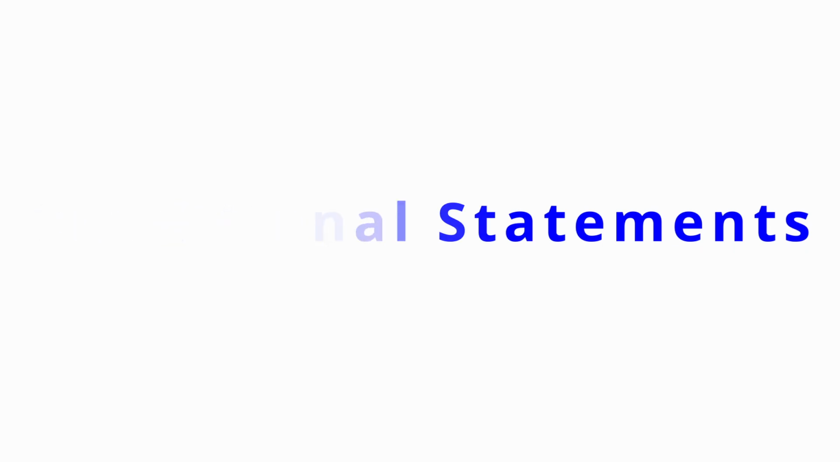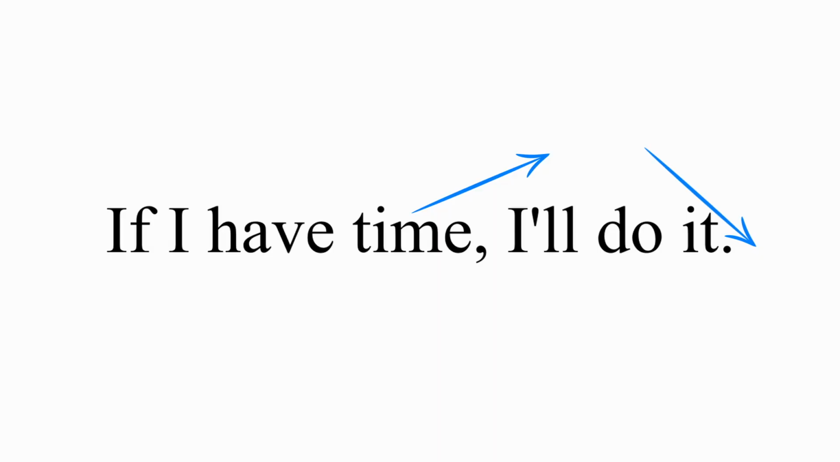The next case of rising and falling would be conditional statements. Now this one can also seem a little bit tricky when we look at some of the details, but this push down effect is still working. So for example, if I have time, I'll do it. If I have time, I'll do it. If we put the if part first, there's a comma, and you can rise a little bit more because of the comma, but you don't have to.